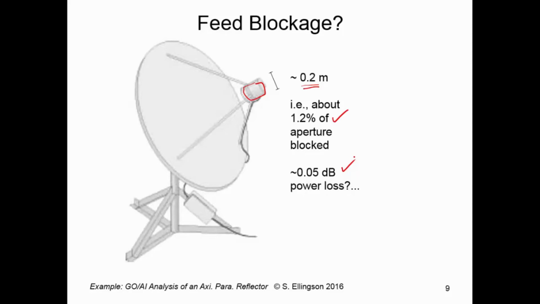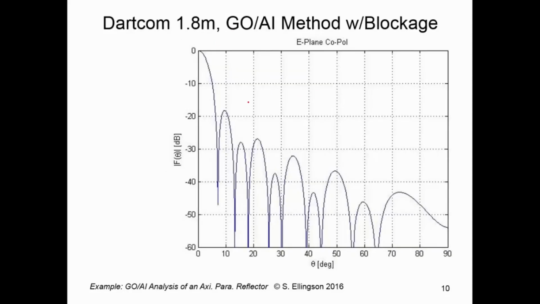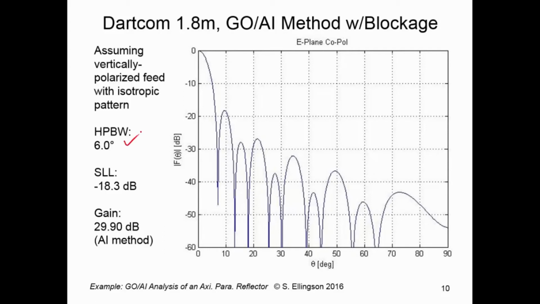Nevertheless, it's simple to analyze this problem. What we can do is repeat the GO AI calculation and just put a hole in the middle of the aperture of about that diameter and see what happens. So here we are with this simple blockage model, and here is the new result. What we find is the half-power beamwidth is hardly affected, and that's expected because half-power beamwidth should depend primarily on the overall dimension of the aperture, not on details internal to the aperture.